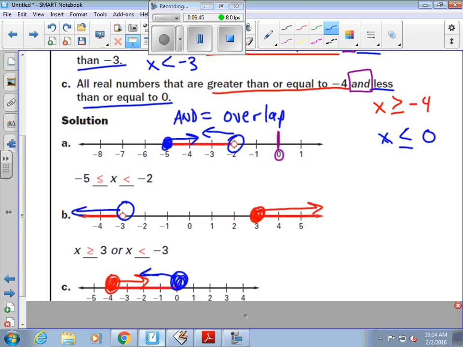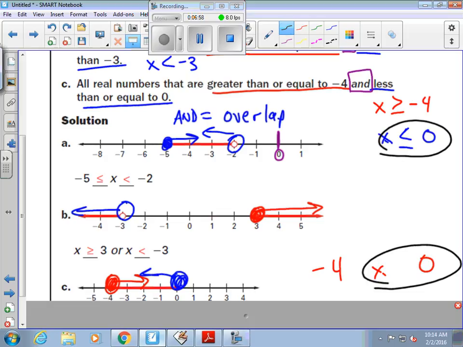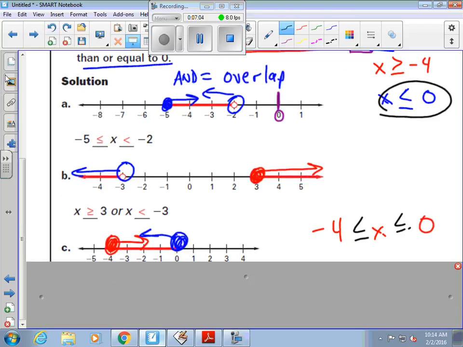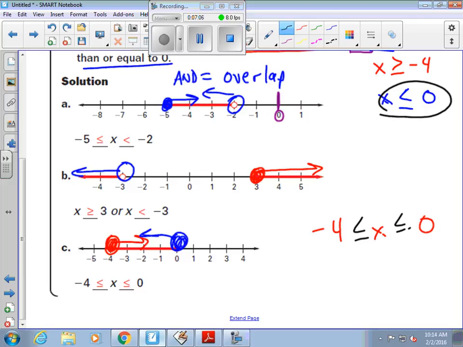Notice the overlapping area. When you write this, write the smallest number first, -4. The x is in the middle, and the 0 is last. This one right here is written in the same order as this one. So x is less than or equal to that, and this one goes the same direction. They never go opposite directions. That'll be the only mistake you'll make on stuff like this.